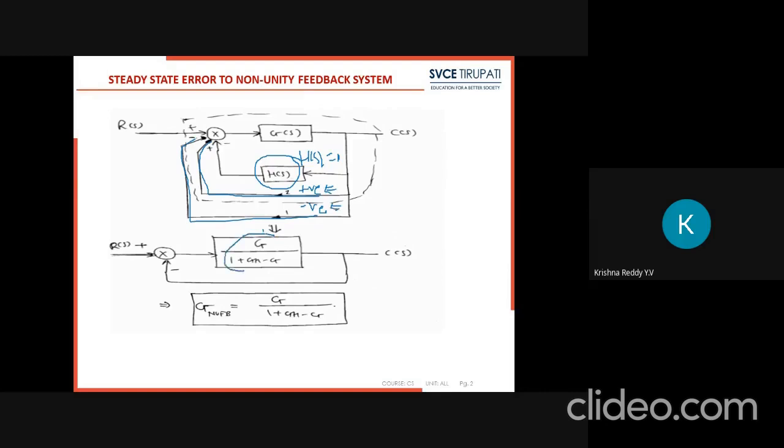Then it can be converted into a unity feedback system. Then we can calculate the steady state error for this open loop system. This is the procedure to convert the non-unity feedback system into a unity feedback system: G divided by 1 plus GH minus G.